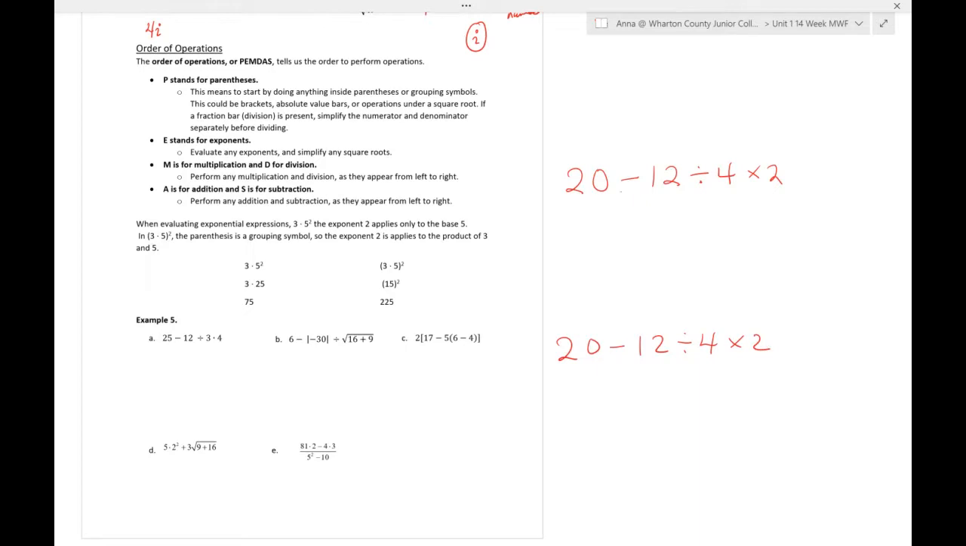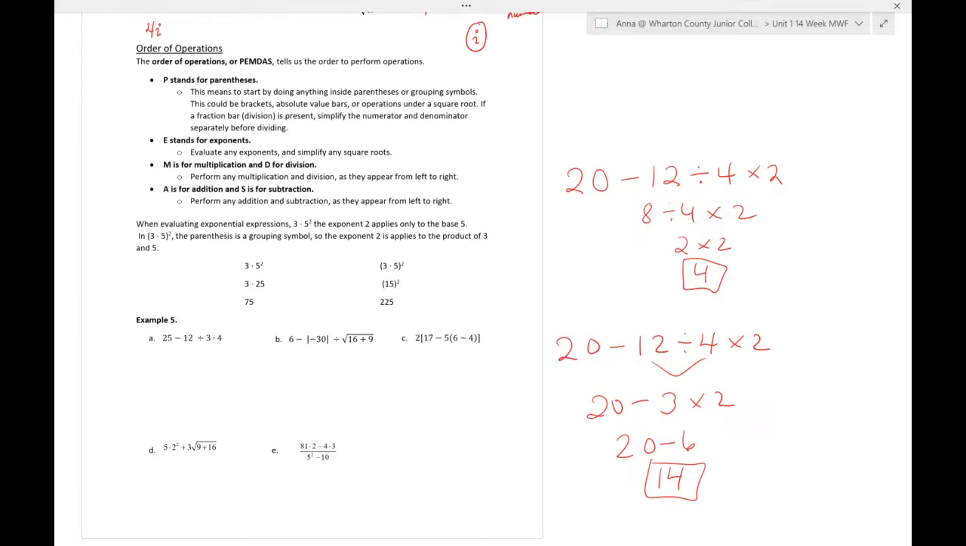Let's say this first person decides that they want to just solve it from left to right, not even paying attention to what operations they are. So here they would do 20 minus 12, which is 8, divided by 4, which is 2, times 2, and they get 4. Whereas somebody else doing the same problem, if they followed the order of operations, would get 20 minus 3 times 2, and 3 times 2 is 6, so we get 20 minus 6, and here you evaluate it and get 14.